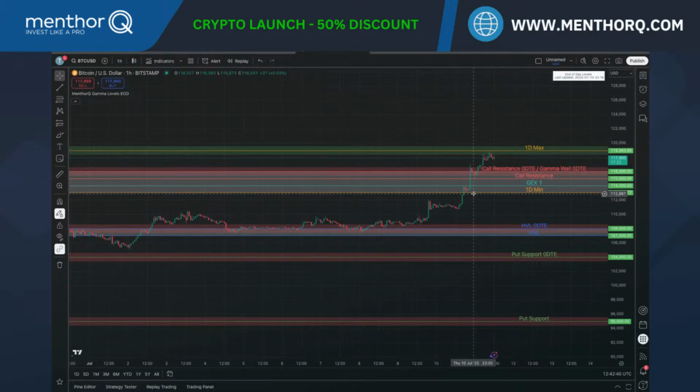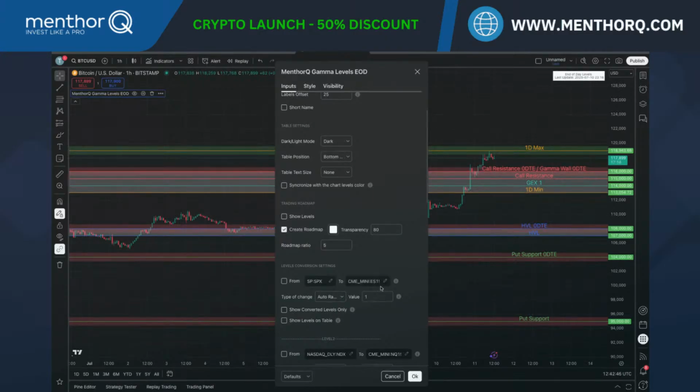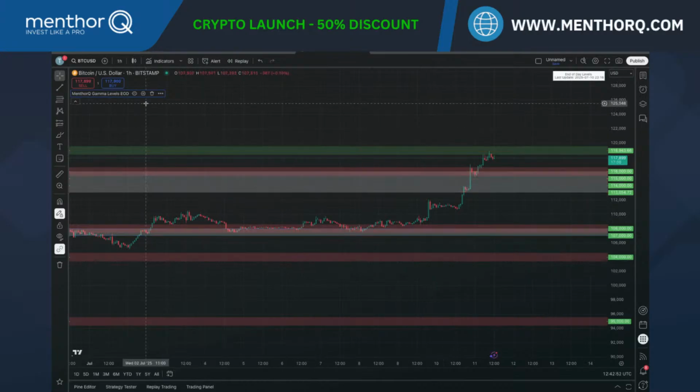So MenthorQ makes it so much easier to trade. And if you have done that for a couple of weeks, you can just take out the levels because you should know what level is what. And this is so easy. You will see you can just trade with this.